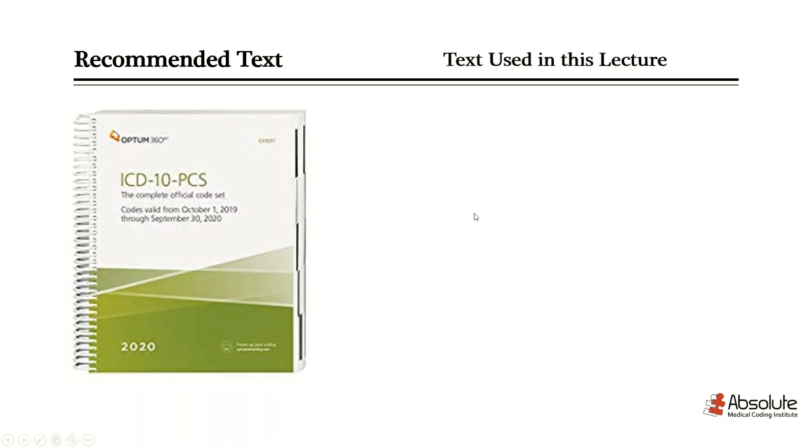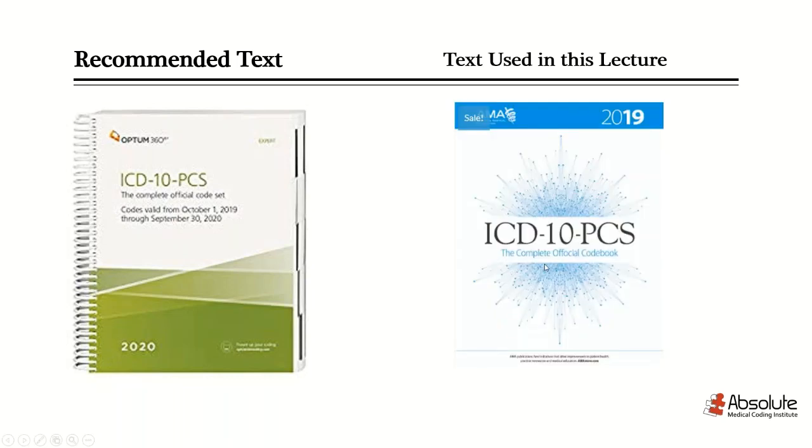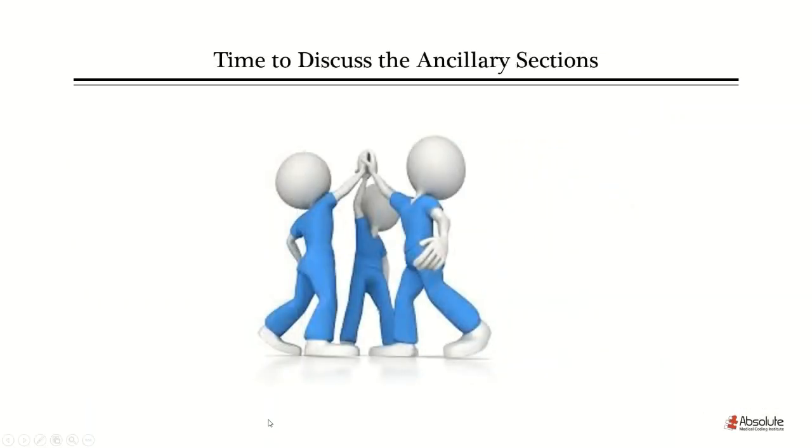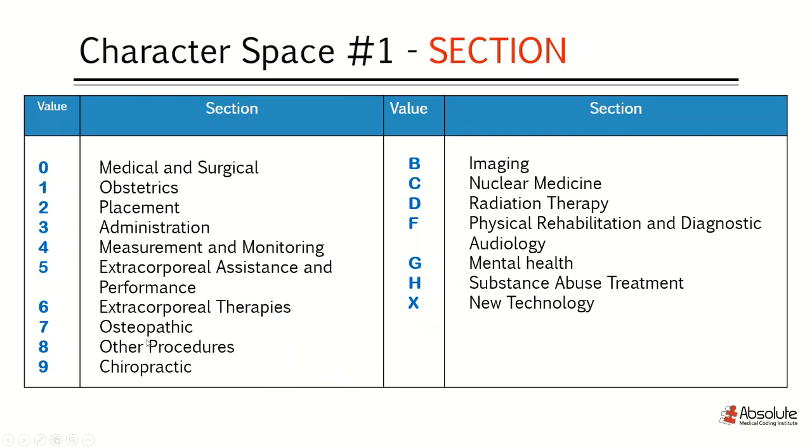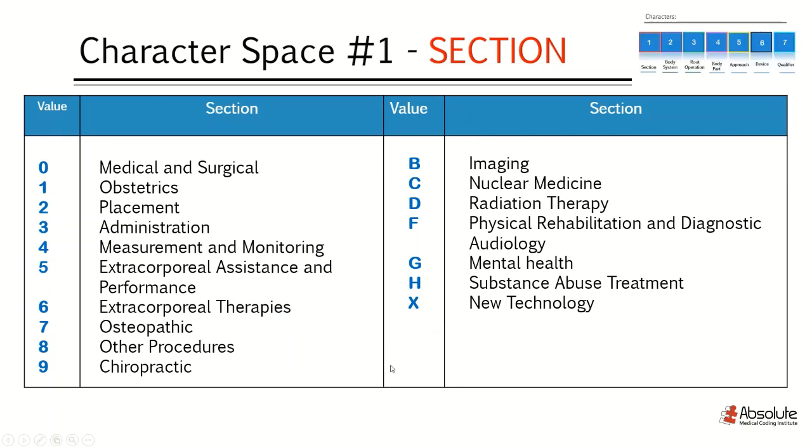Also, in this lecture, we're using the AMA version of ICD-10-PCS. It's important that you know that because you will have some differences in your books, specifically your appendices. They'll be different. All right, now that we've gotten that out of the way, let's discuss the ancillary sections. But before we do that, let's review what we've already discussed.